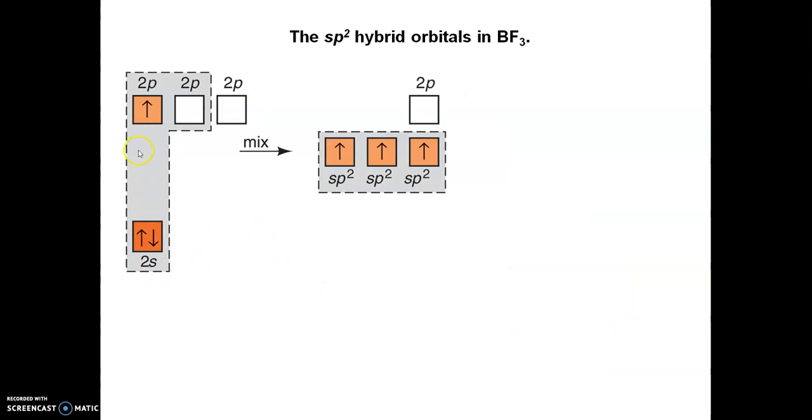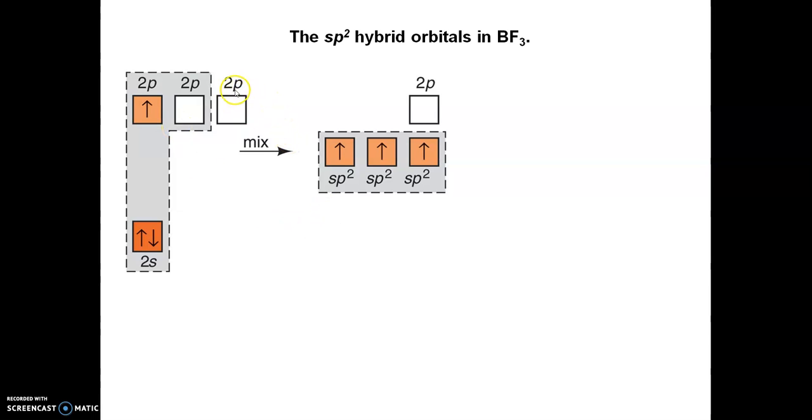So you see here, not even worrying about what electrons are in there yet, the s orbital and the three different p orbitals. Now, in this case, we're going to take the s and only two of the p's and merge those three orbitals together. Now, that gives us three brand new orbitals. Those are the sp2 hybrid orbitals, sp2 because they come from an s and two p's.